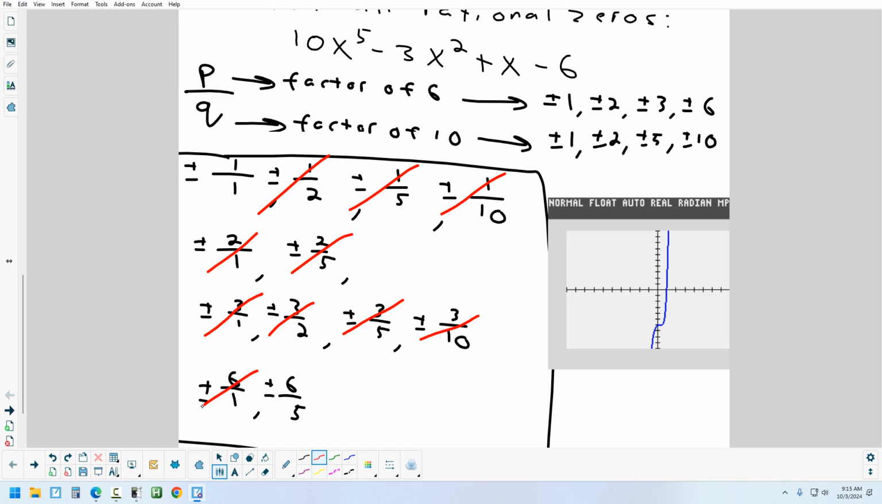6/5. That's about 1.1. Does that look like it's close? Yeah. That's close. It could be. I'd say it could be positive 6/5. I would not say negative 6/5. And then positive 1, I would say, yep, it could be. But I would say, no, it's definitely not negative 1. So out of that entire list, I've narrowed it down to it could be 1 or it could be 6/5 if it's going to cross at the x-axis.